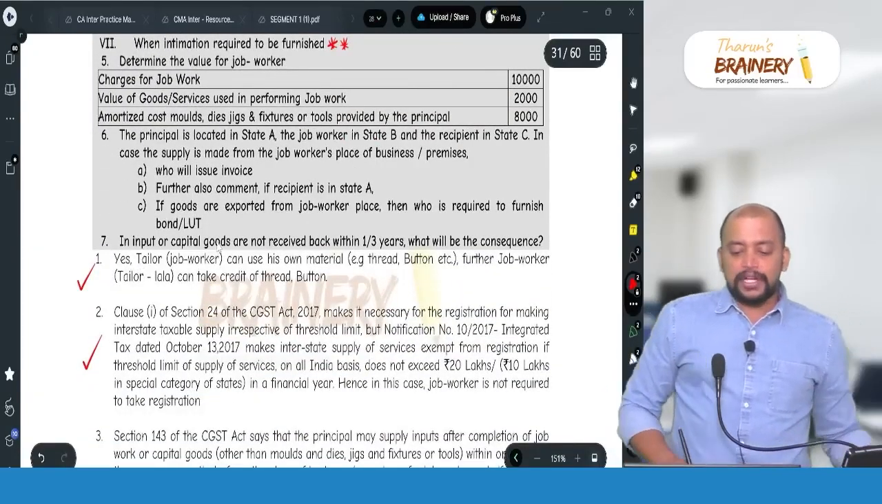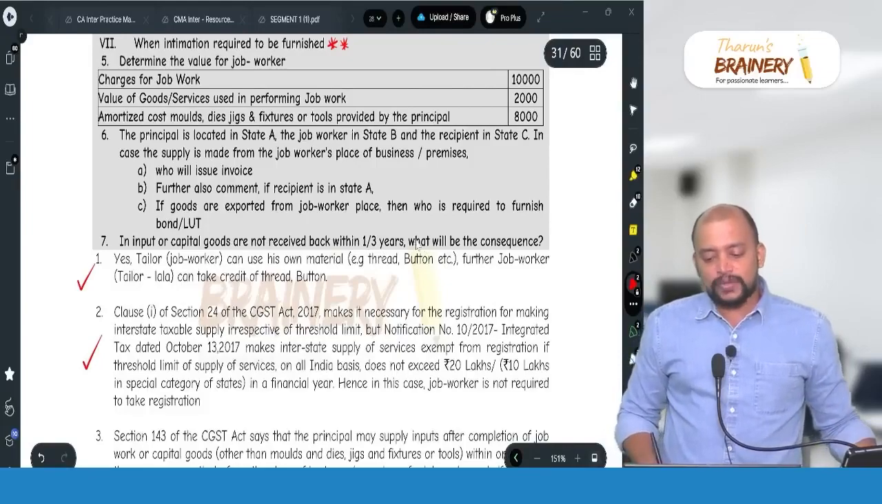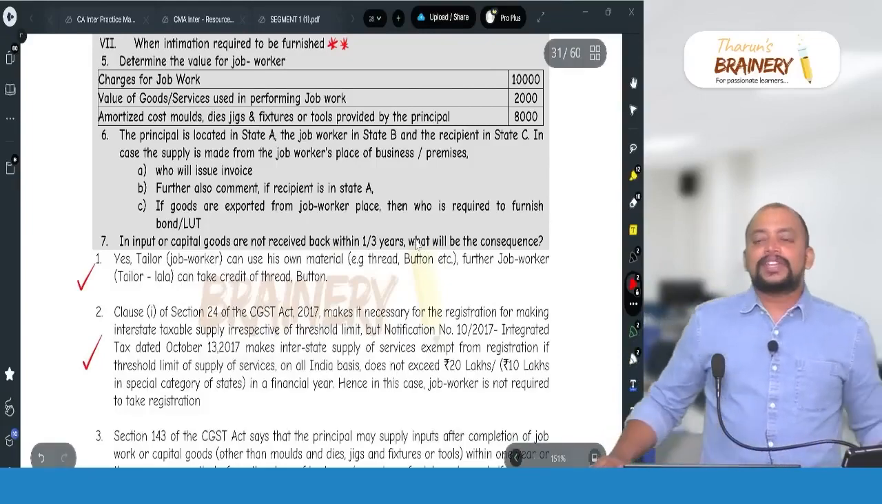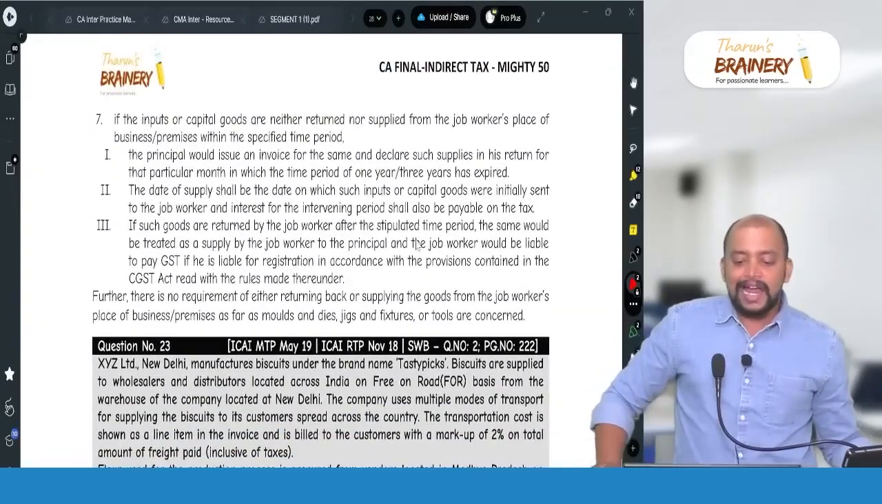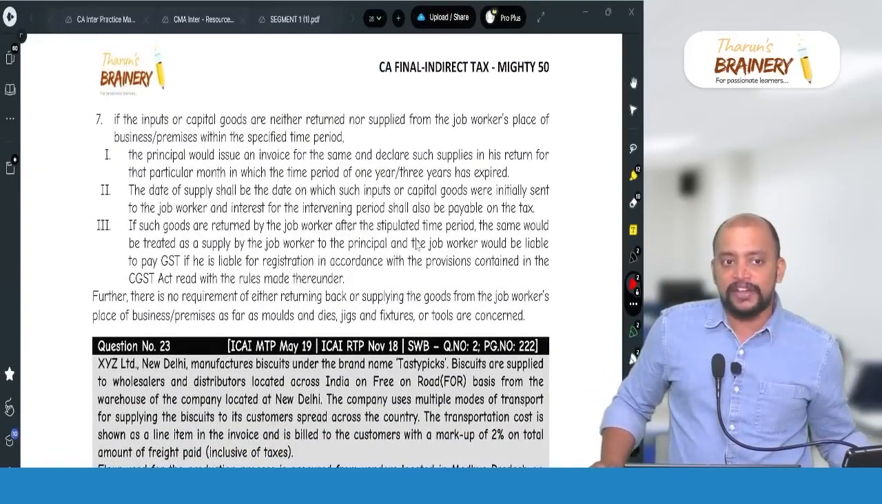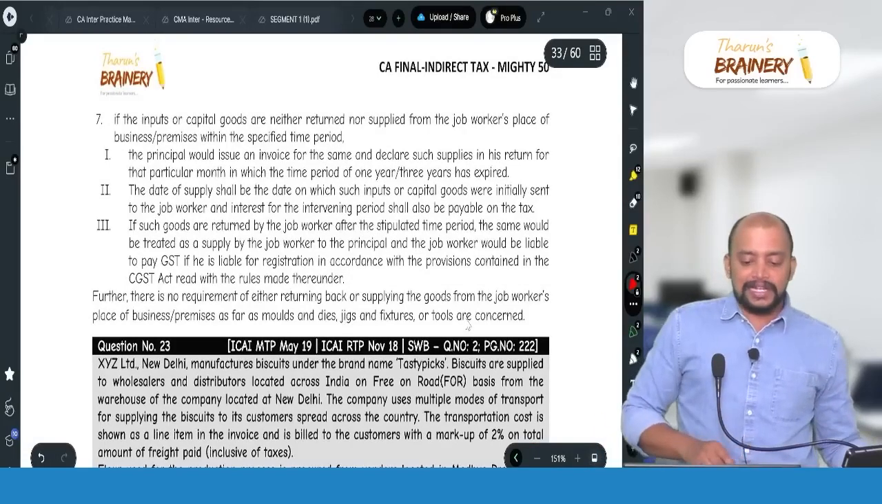if inputs or capital goods are not received back within 1 or 3 years, what will be the consequences? Then it will be treated as a supply by the principal to the job worker, and GST will be payable on expiry of that time limit. So that is what we need to write.